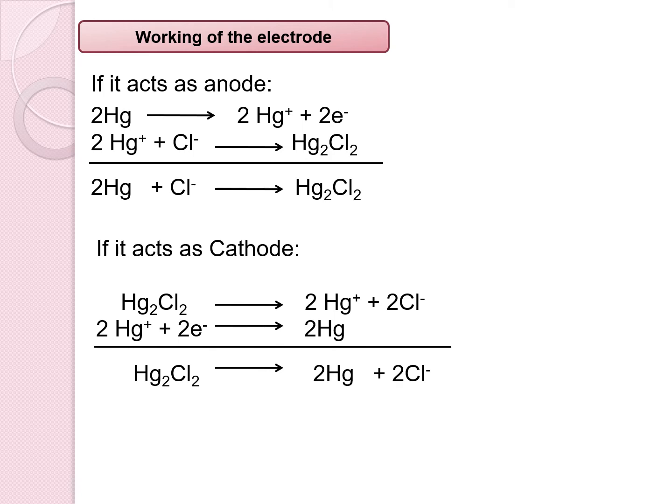So in short, about the working of the calomel electrode: when the calomel electrode acts as an anode, the concentration of mercury decreases and that of mercurous chloride increases, and vice versa when it acts as a cathode, the concentration of mercurous chloride decreases and that of mercury increases.